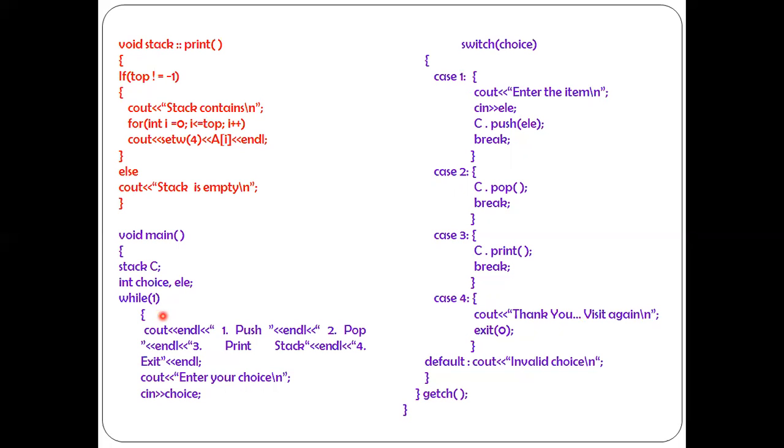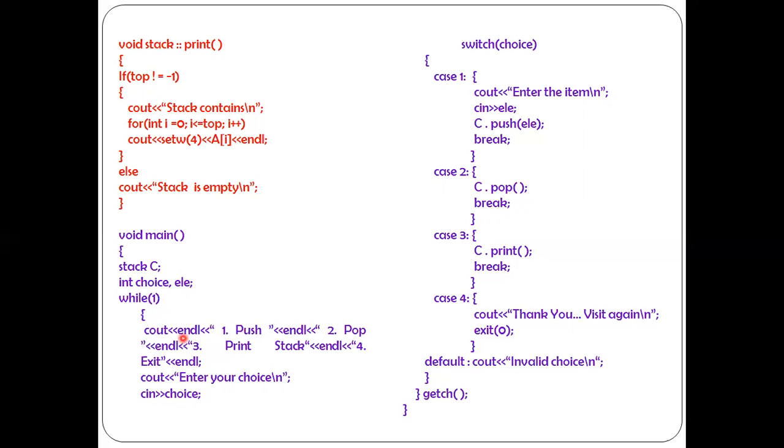If you press one, it is asking you to please provide the inserting element. If you press two, it is going to remove the element which is stored last. Next, if you press three, it is going to display the content of the stack data structure. If you press four, it is exiting from the program. These are the four options: one for push, two for pop, three for print, four for exit.